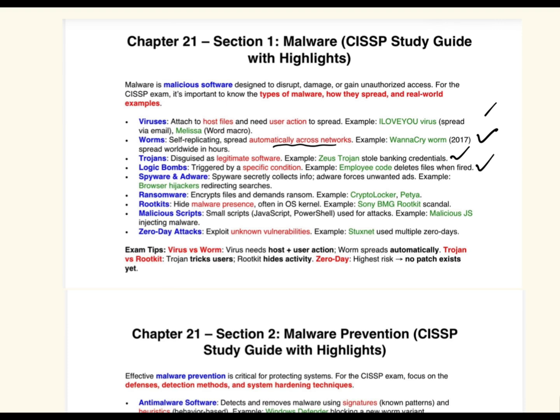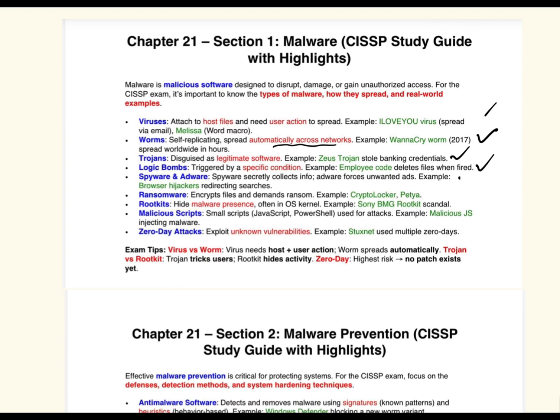Logic bombs are malicious code triggered by a specific event or condition, such as a date or employee termination. For example, an employee embeds code to delete data when fired. They are trigger-based and execute only when the condition is met. For example, an angry employee could embed code to delete data when the employee is fired.